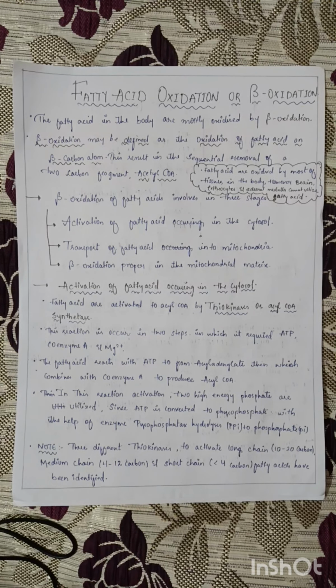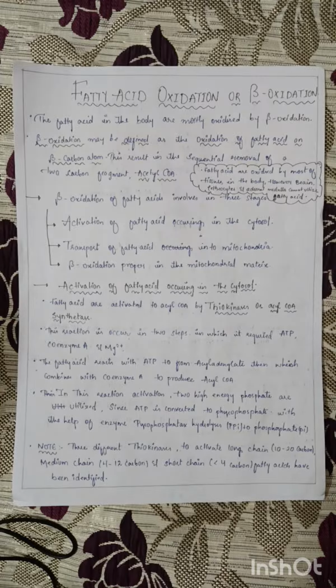Now we are focusing upon the beta oxidation of a fatty acid. Beta oxidation of fatty acid, also known as fatty acid oxidation. What is the definition of beta oxidation? The oxidation of fatty acid on beta carbon atom. This results in a sequential removal of two carbon fragments, acetyl-CoA. This is known as beta oxidation.